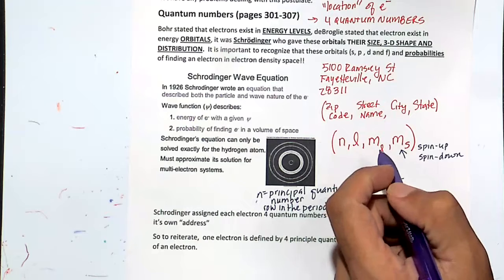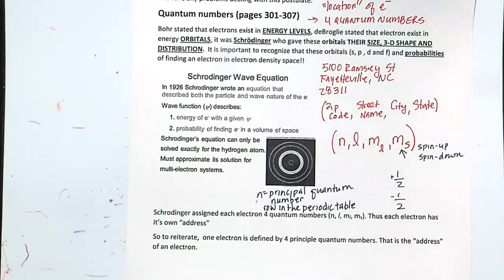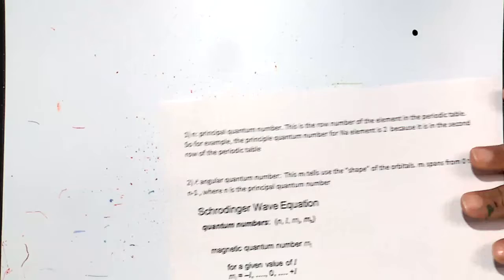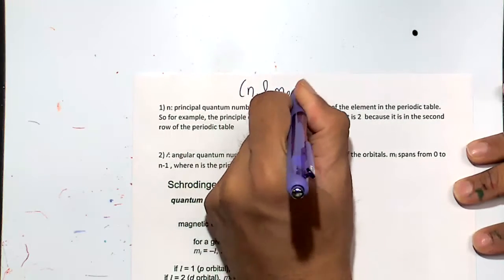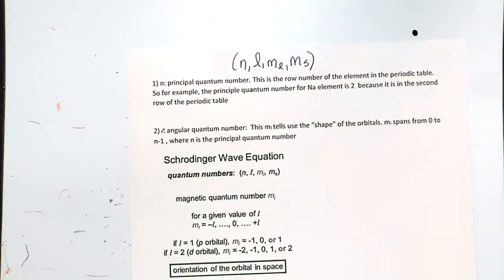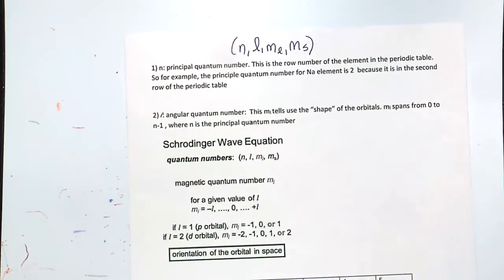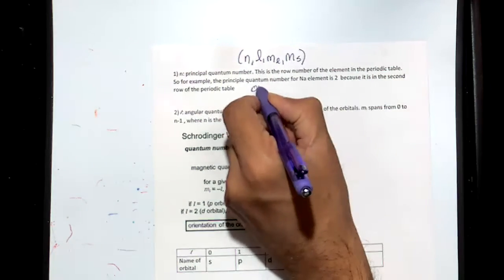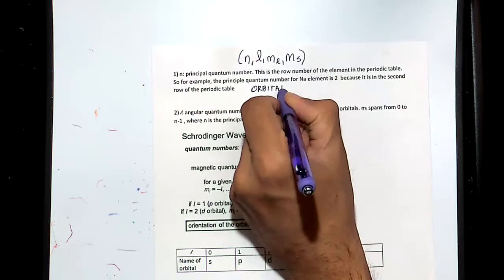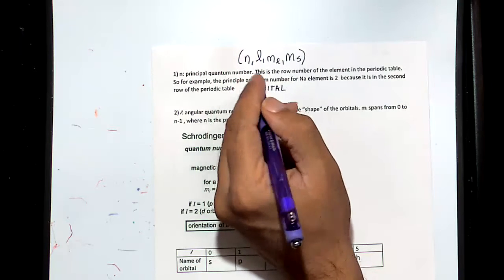Okay, this L and m sub L is a little bit more complicated, so let's spend some time on that. Next page here, I'm on page 11. So here we go: n, L, m sub L, m sub s. An electron's address, its house, okay? The electron's house is in an orbital. So electrons reside in orbitals.